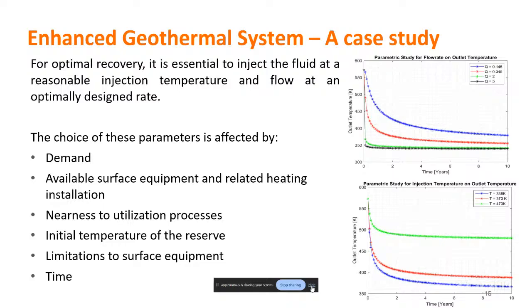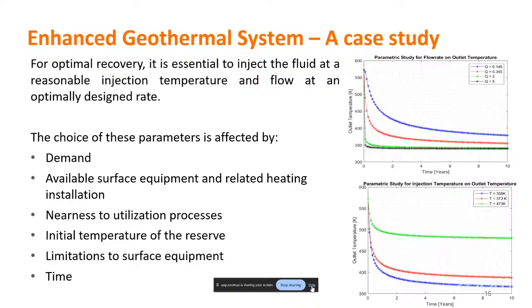So we can see from the chart on the top right, it's a chart of outlet temperature versus time. The faster you flow, the less temperature you get at the outlet, because the fluid doesn't get enough time to get heated in the fracture. So there is an optimum design flow rate that you should be at, where you get enough temperature that you can use to generate power.